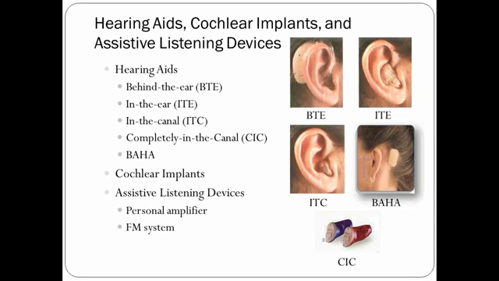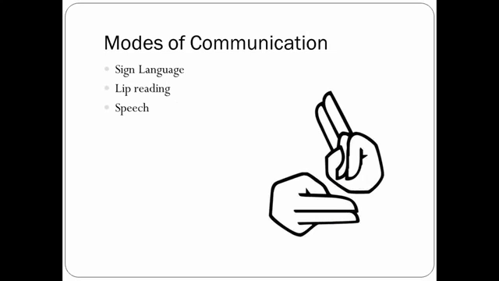Typically, an FM system is compatible with the user's hearing aid. In that case, the sound is broadcast directly to the listener's hearing aid. An FM system works well in larger group settings, especially when noise is present.